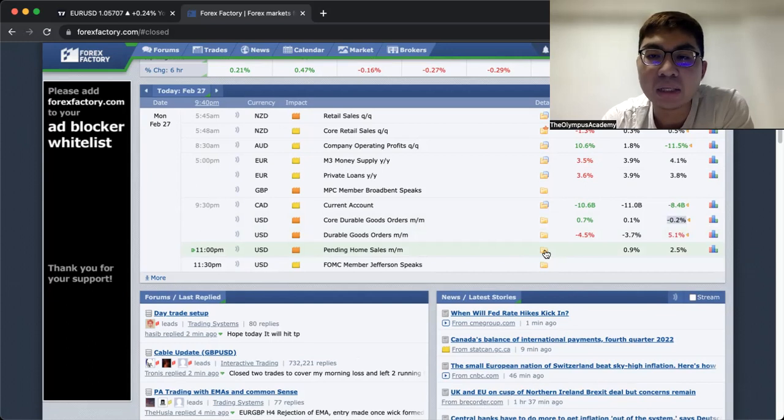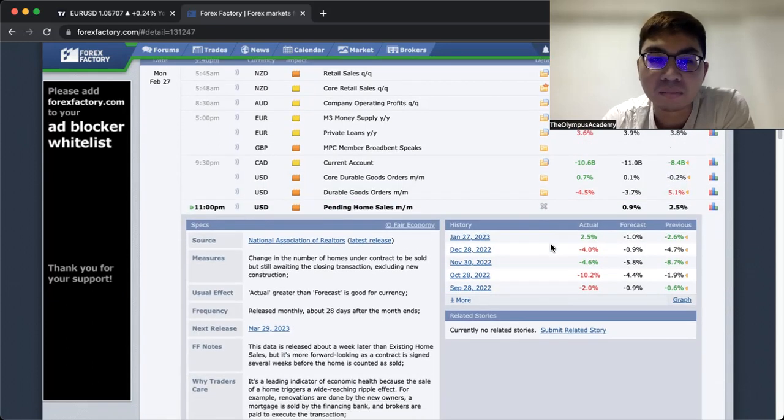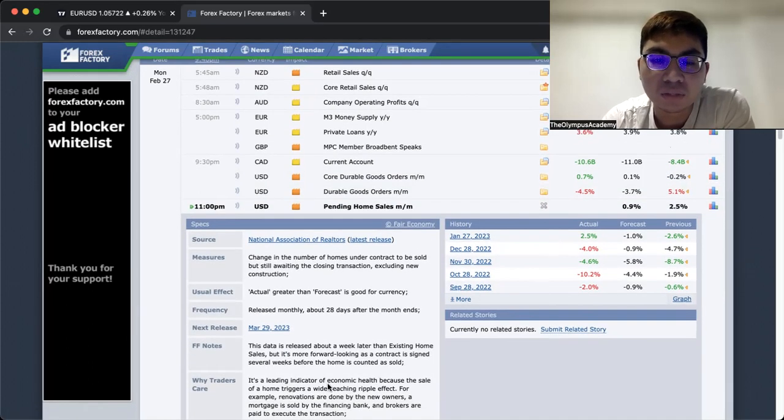We also have pending home sales coming up later. It's an indicator of economic health, whether banks are willing to continue to lend money.